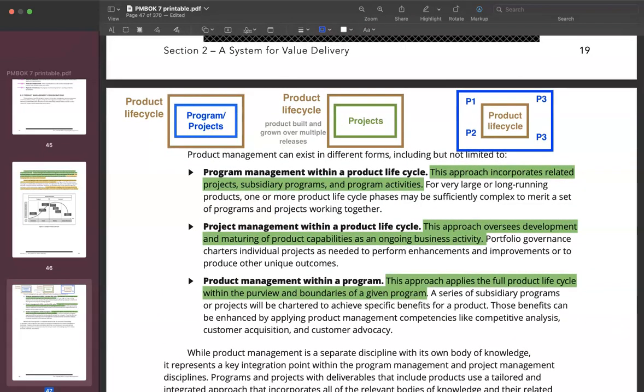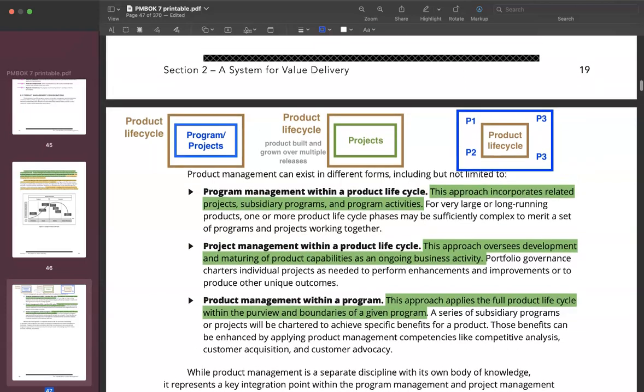Now let's look at the forms in which a product can exist. Like it says, product management can exist in different forms. The first form that we will talk about is program management within a product lifecycle. It goes on to say this approach incorporates related projects, subsidiary programs, and program activities.